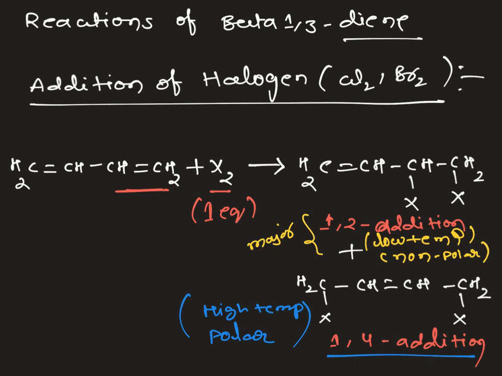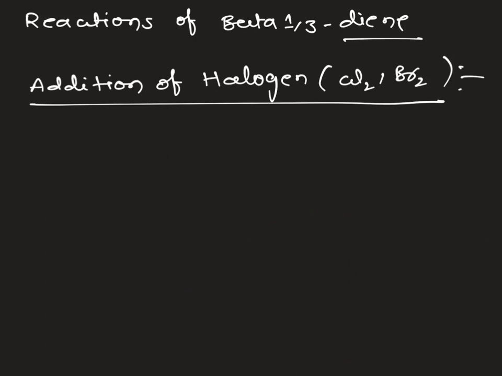So you must have heard of SN1 and SN2 reactions, where a carbocation is forming and the selection of the solvent matters. The same condition we can see here. So high temperature and polar solvent will always favor 1,4 addition. In low temperature and non-polar solvent, the 1,2 addition product is always major. Is it clear? Let's take one example.